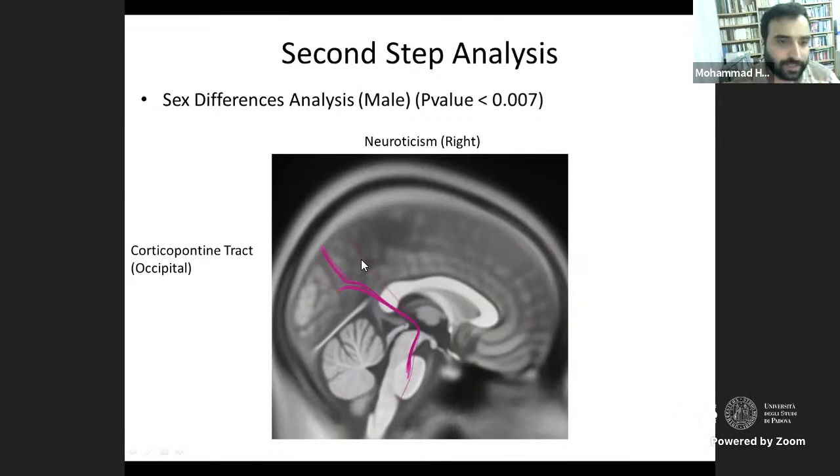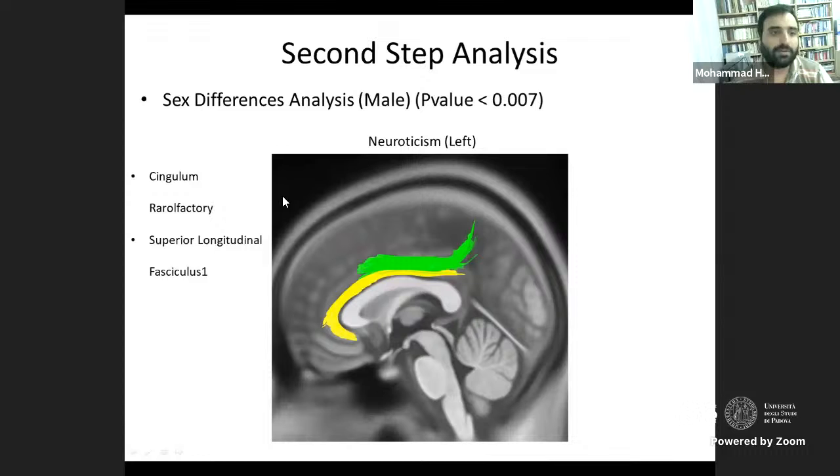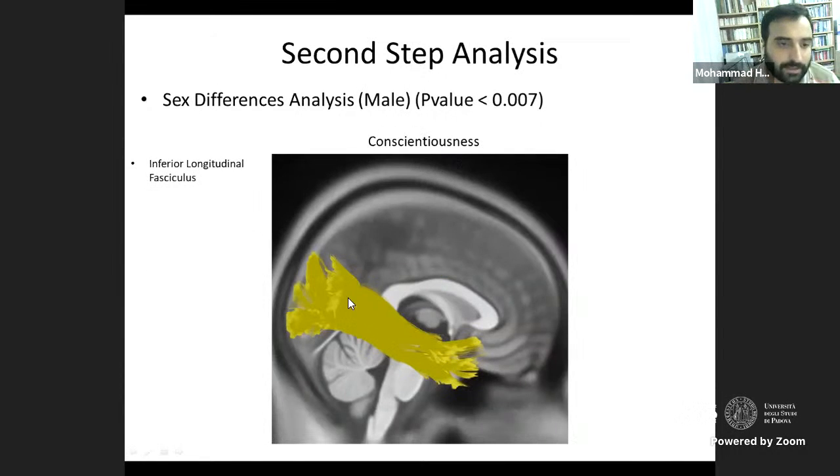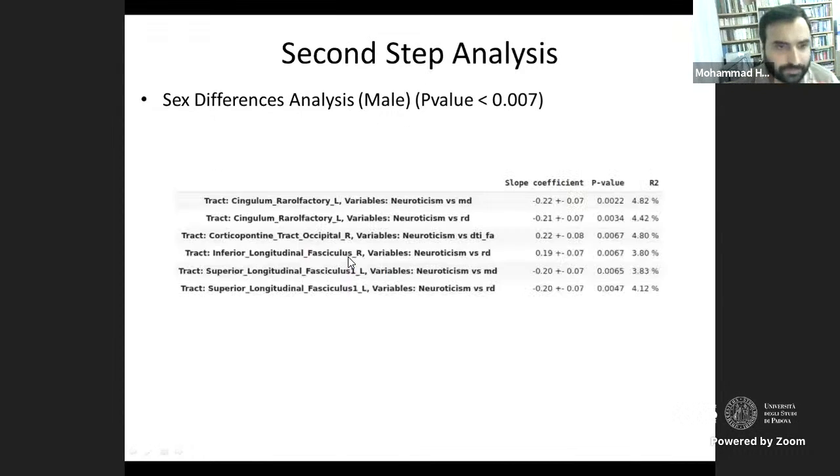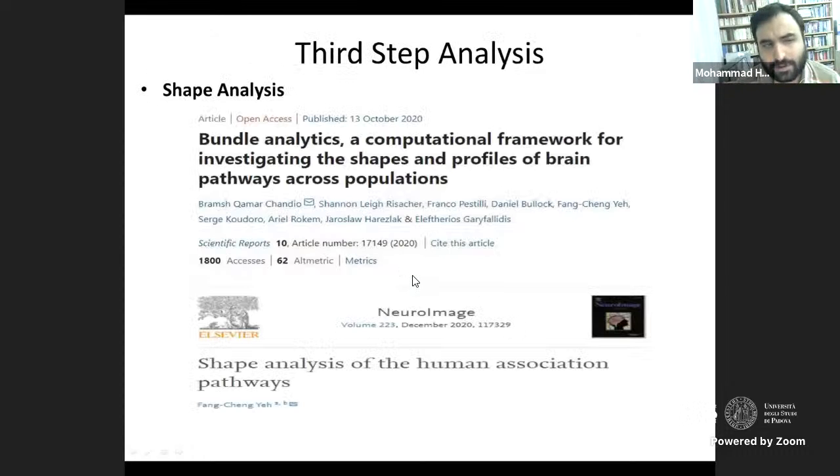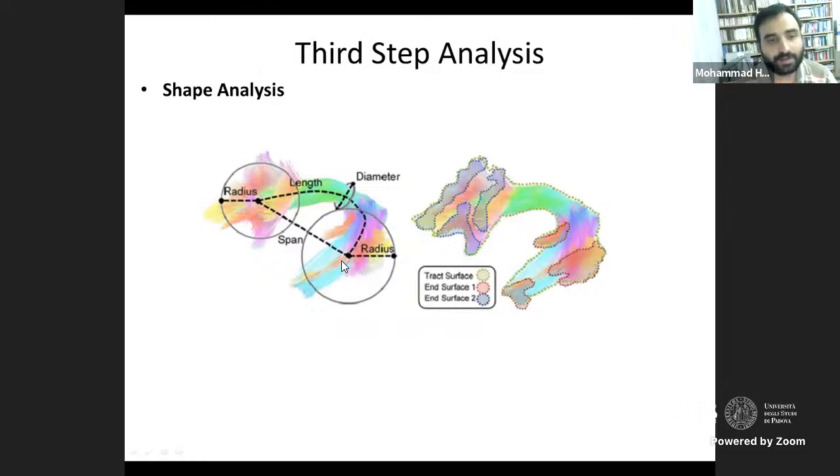Also for male, we see fewer fibers than in the female. On the right side, we see one fiber, and on the left we see two fibers associated with neuroticism. We also see one fiber associated with conscientiousness in the male, and this is a table for male. In the third step, we did an exploratory analysis with a new approach in diffusion MRI analysis that doesn't use the diffusion measure. This analysis only uses the shape of the fiber. For each fiber, we extract some features related to the shape of the fiber. It's not related to the diffusion.